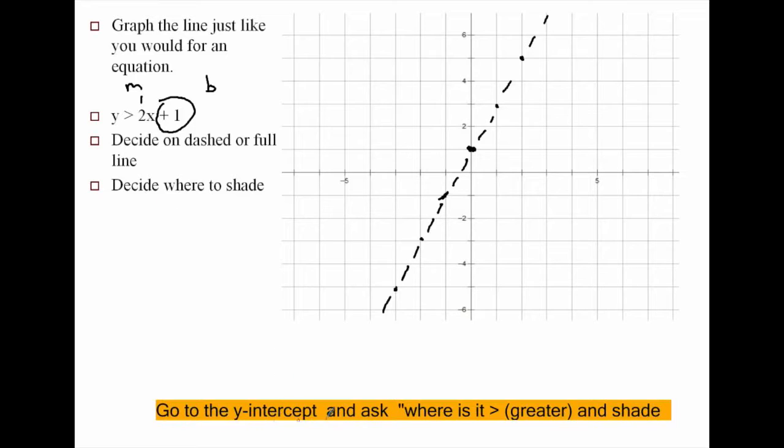Okay, and then we need to decide if we need to shade above or below. And this is where it goes. I want you to put your pencil at your y-intercept, here in this case is 1, and then you just ask yourself, hey, where is the next y value? Because if you put in 0 for your y-intercept, here it is, I'm right there. Where's the next y value that makes this statement true? This basically says all y values greater.